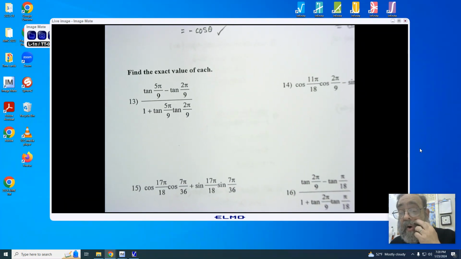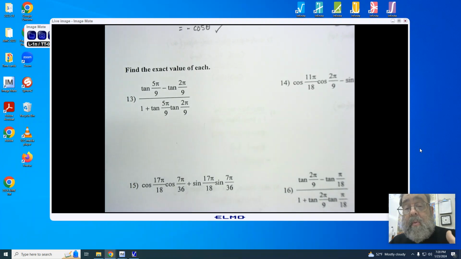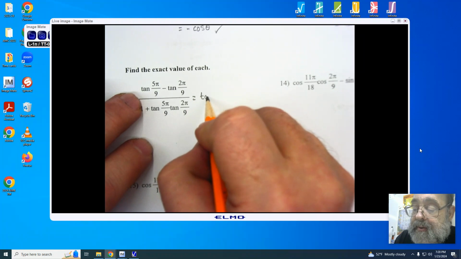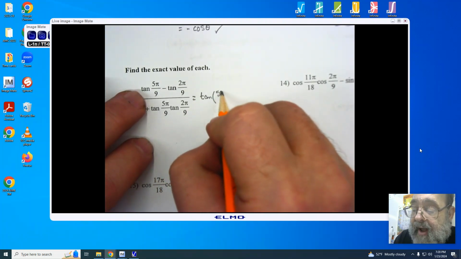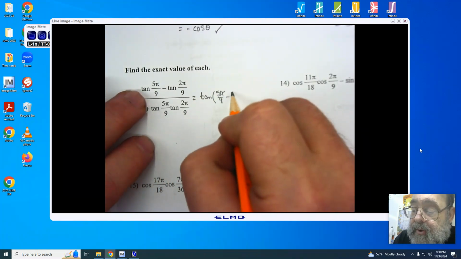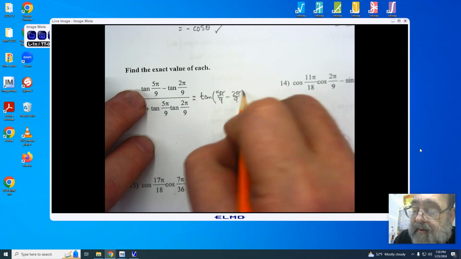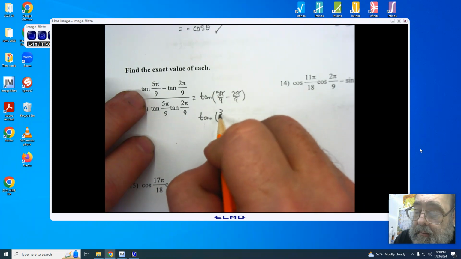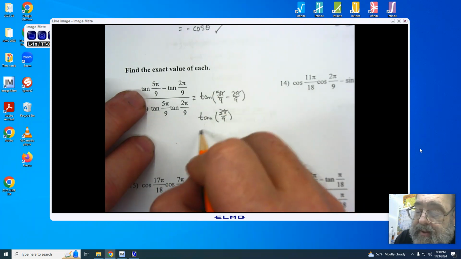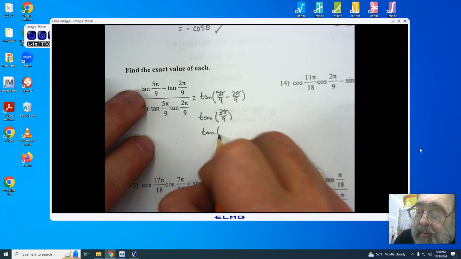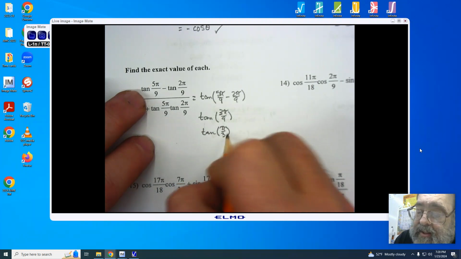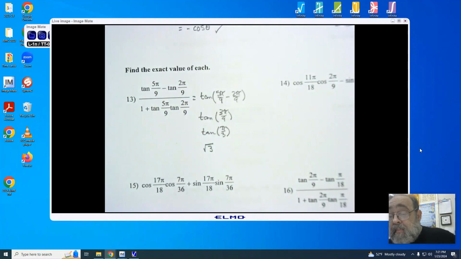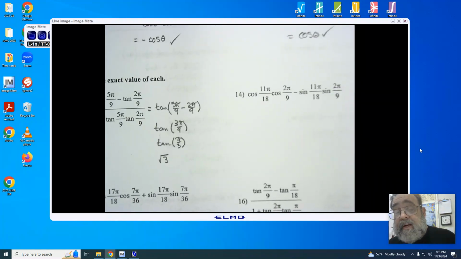13. Now we're going to be finding our exact value by working backward. We know this is a tangent of a difference, so I have the tangent of 5 pi over 9 minus 2 pi over 9. This is giving me the tangent of 3 pi over 9. This is the tangent of pi over 3. And we know that the tangent of pi over 3 is root 3. Therefore, that is my answer. Notice it's an exact value.